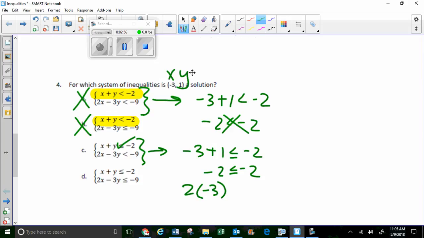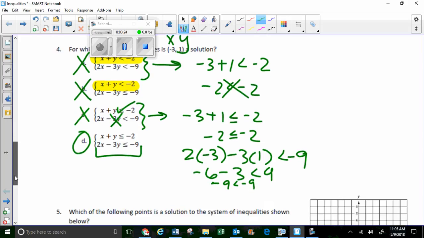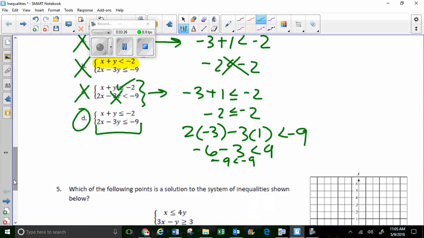So replace X with negative 3, replace Y with 1, and see if that's less than 9. Well, negative 3 times 2 is negative 6. Minus 3, that's going to be, oops, that's negative 9. Negative 9 is less than negative 9. Is that true? Can you be less than yourself? No. So C is out. It has to work for both inequalities. So that leaves you with D, which is going to work because if you notice, it's the exact same but with an or equal to there. So that would have been true.